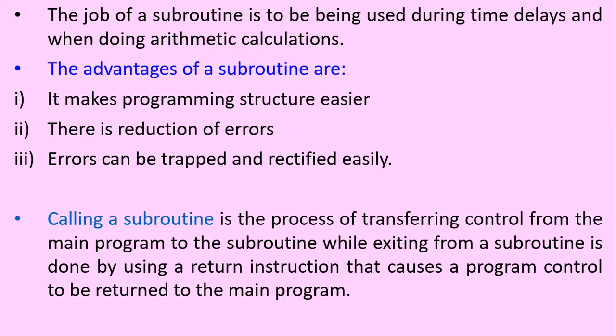So when we refer in programming to calling a subroutine, what we are saying is that we want to transfer control from the main program to the subroutine. And then once we are through with executing the set of instructions in that subroutine, we exit from it by using a certain instruction that will cause program control to be returned to the main program. Therefore, calling a subroutine is the process of transferring control from the main program to the subroutine, and then exiting from that subroutine using a return statement that will cause program control to be returned to the main program that had a call statement.